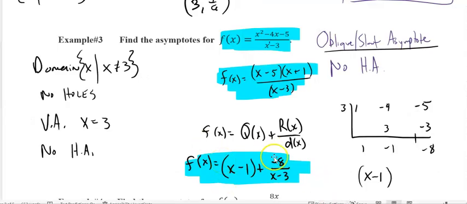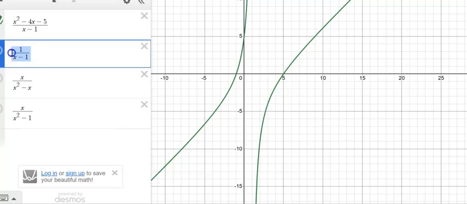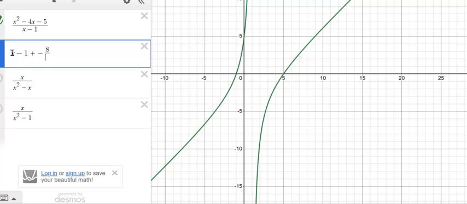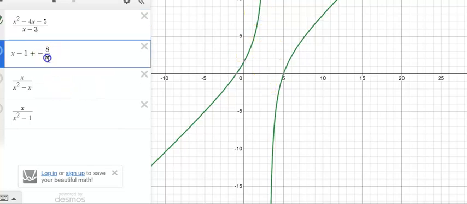So let's take a look. X minus 1 plus this little rational function. X minus 1 plus, and then I had a -8 over the same divisor. Oh, sorry, this was an x minus 3. Try that again. Vertical asymptote x equals 3. That's better. And this is the same original denominator. Okay, can you see it's the same thing? The purple goes right on top of the green.